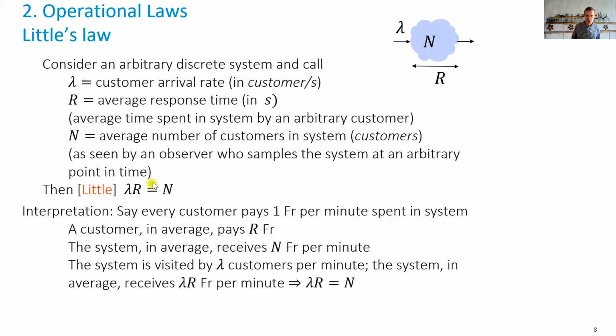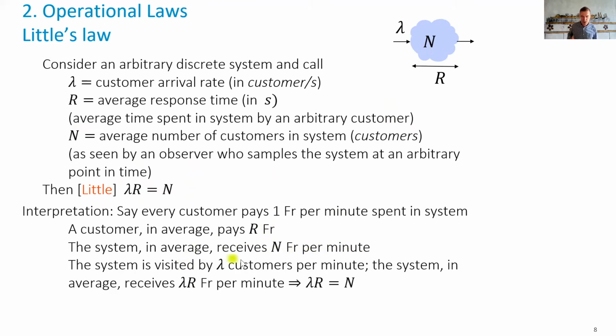This relation is called Little's law. One way to remember it is to think of it as a call center. Imagine there's a call center where you call and you pay 1 franc per minute. So as a customer, on average, R is how much you pay. When a customer comes, on average, you stay R, so you pay R. The system, on average, receives some amount of money, which is given by the average number of customers in the system. If there are 20 customers in the system, they pay 20 francs per minute. So on average, if there are N customers in the system, I receive N francs per minute.